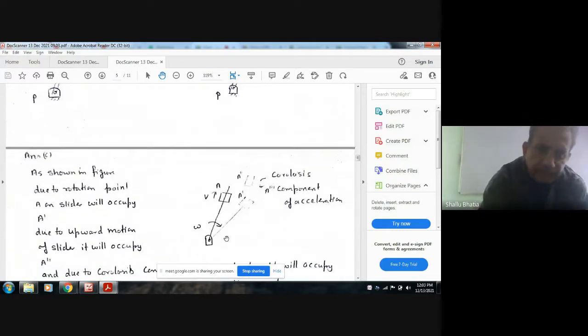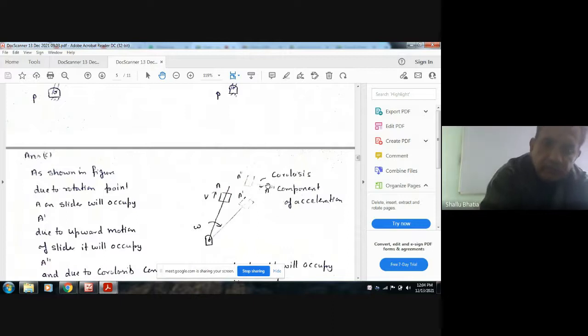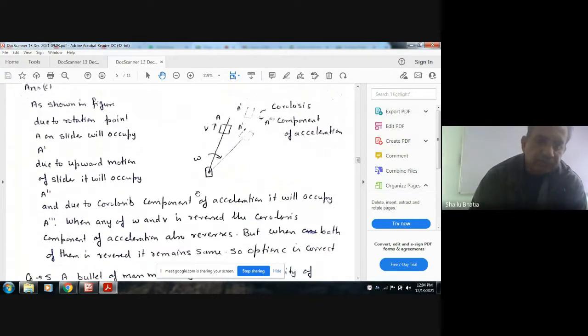So this is the link, and it is rotating with omega, and v is the velocity of the slider. Now due to this rotation, the slider will reach A dash, and due to the upward movement, the slider will reach A double dash. But actually the slider reaches A triple dash. So this is due to the Coriolis component of acceleration.